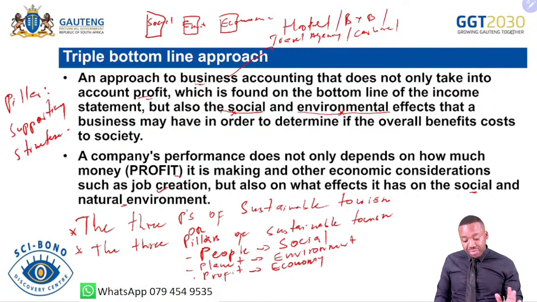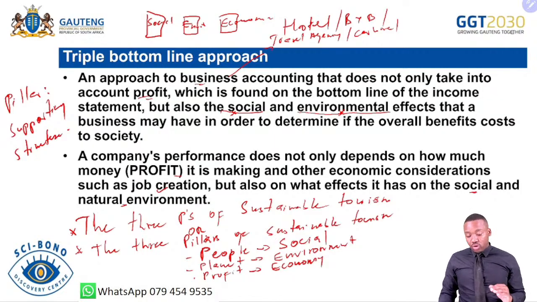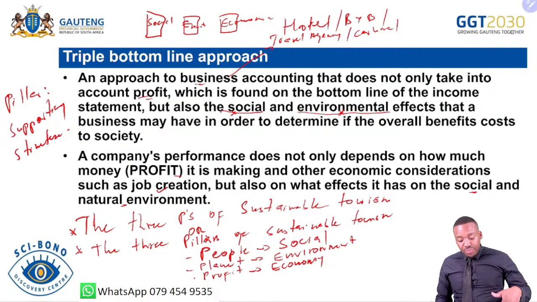I'm no longer talking about the people pillar, the planet pillar, or the profit. Now we are talking about social impacts, environmental impacts, and also economic impacts. That is grade 12. In grade 10, we spoke about people, planet, and profit. In grade 12, we're talking about social, environmental, and economic.